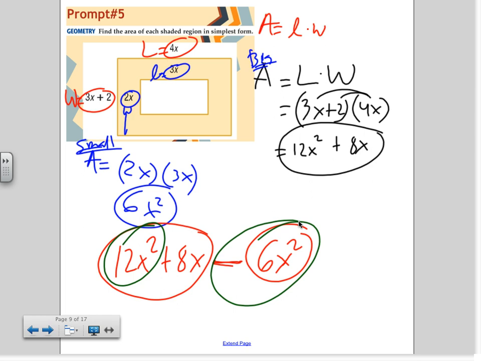Very good. Don't forget about that. You see it? When you circle, circle the sign in front as well. So now, what is 12x squared minus 6x squared? 6x squared. Okay, and of course, plus 8x. And this is how we have our area, the shaded part.